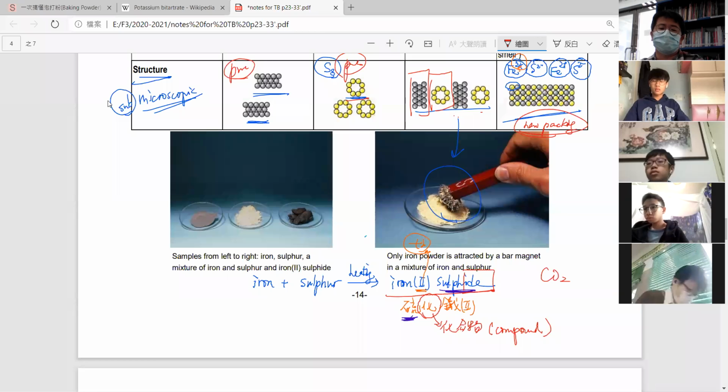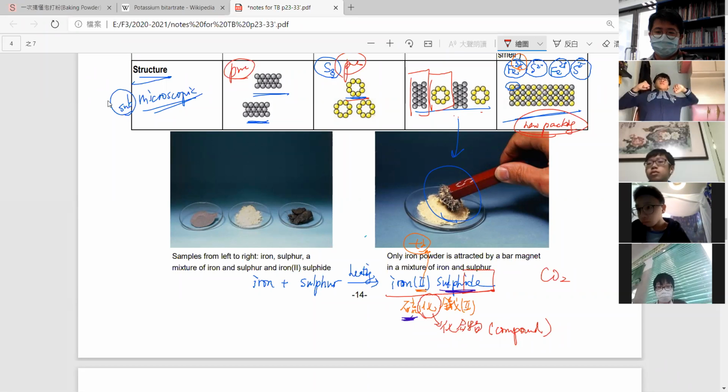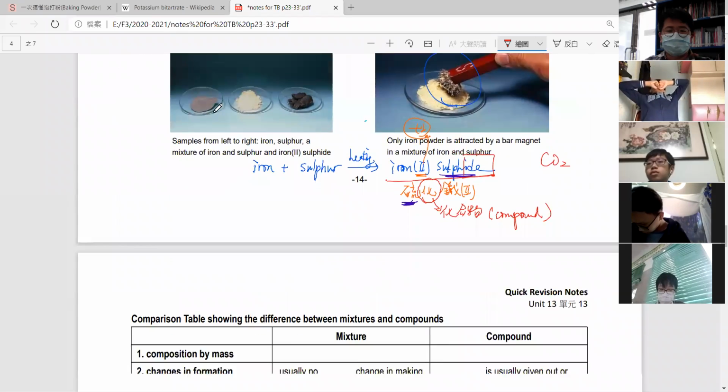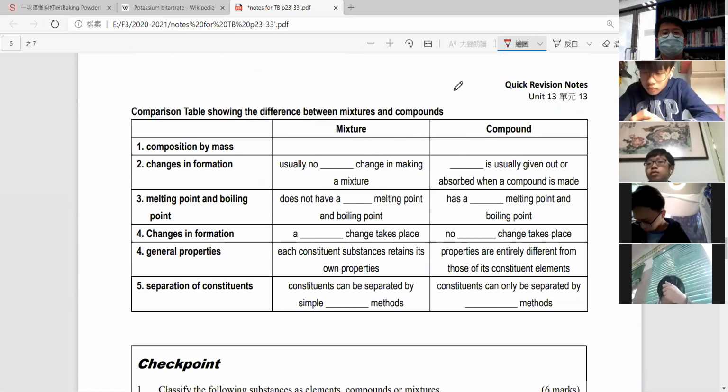So what do I say about this whole change? We call that a chemical change. Okay. Now you may find it very difficult, but don't worry about that. You are going to learn the difference between mixtures and compounds, right?